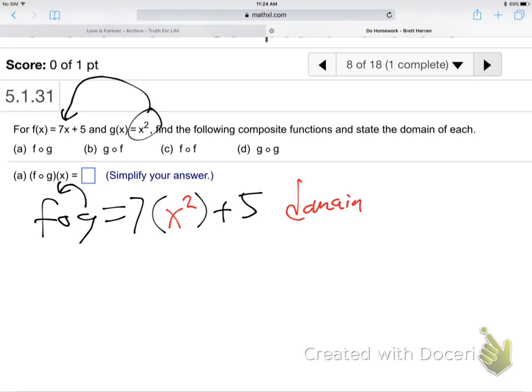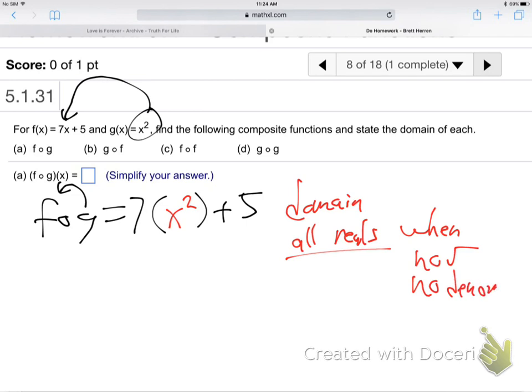They're asking domain again. Well, it's all reals. There's no problems, right? There's no roots. There's no denominators. So it's all reals when there's no roots and no denominators. If there's no roots and no denominators, there's no problems. It's just all reals. All 4 of these, A, B, C, and D, are going to be all reals, because there's no roots in anybody and no denominators in anybody. So putting one in the other or whatever, it's not going to make any problems. Does that make sense? All reals on that.